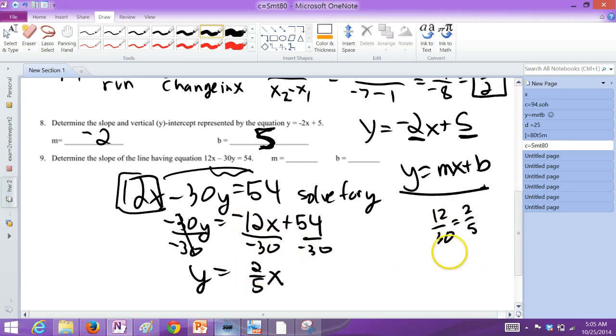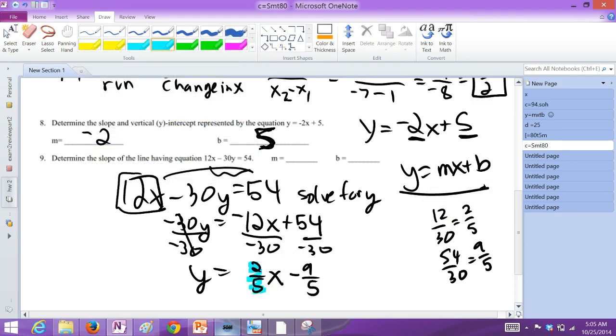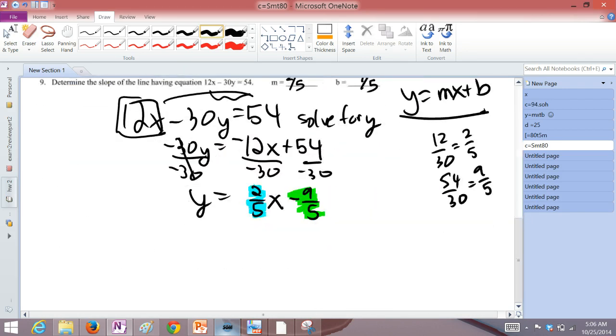2/5 of x. 54 and 30 share something in common. They both have a 6. Just take the 6 out first, 9/5. But it's a negative, so minus 9/5. So now we're in mx plus b form, and the m is 2/5, and the b is negative 9/5. Okay, great. So that's the end of that page.